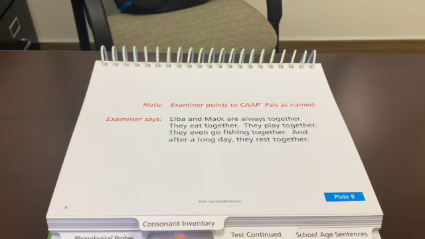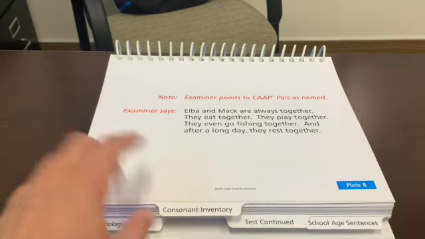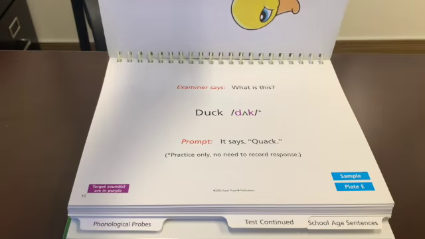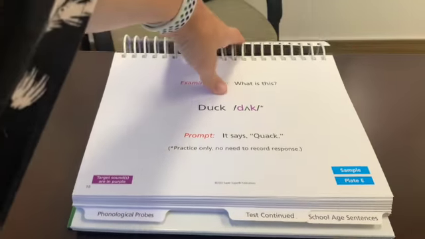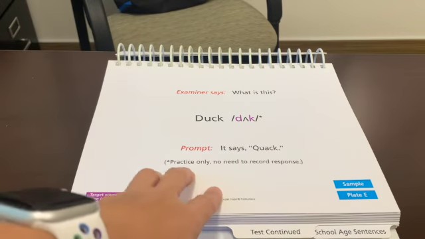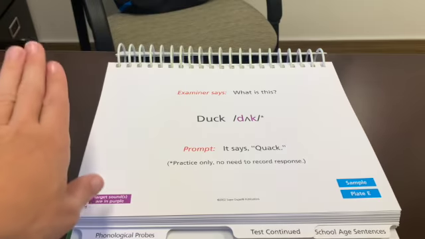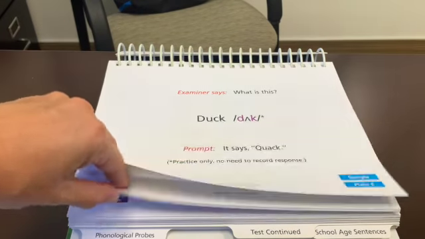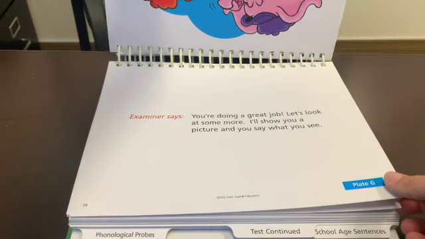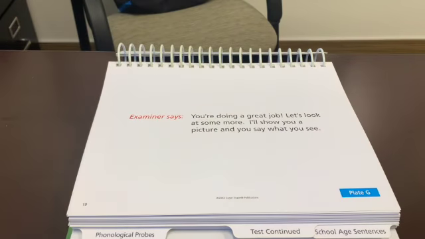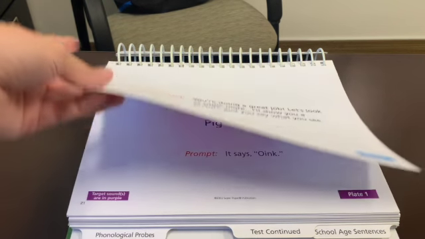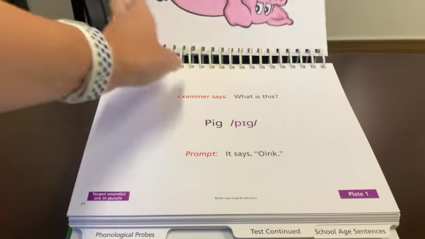Then once you're ready to start testing, you're going to go to this tab where it says consonant inventory, and you essentially are going to just practice. And what's really great is it tells you right here, practice only, no need to record. So you're not recording anything. You're just going to flip through. And then here, if you're telling the story, you're doing a great job. And little Elba and Mac are going to be there, and you can use them as you would like. Okay, then you get started.